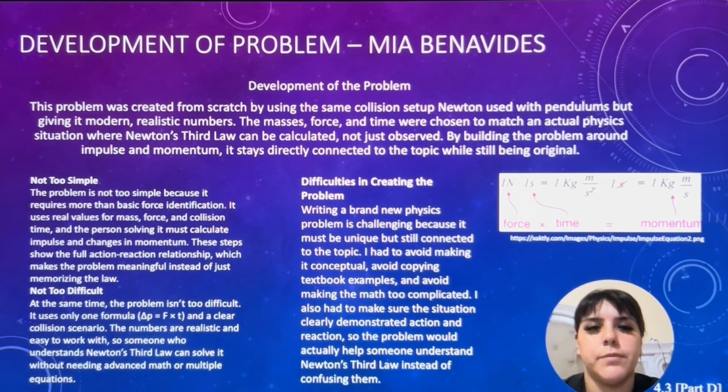Not too simple. It isn't too simple because it uses real values for mass, force, and time. You have to calculate impulse and momentum change, which shows the full action-reaction relationship instead of just memorizing the law. Not too difficult. It's also not too difficult. It only uses one formula and a clear collision setup. The numbers are realistic and easy to work with, so anyone who understands Newton's third law can solve it without advanced math.